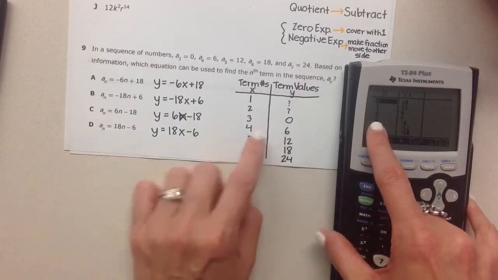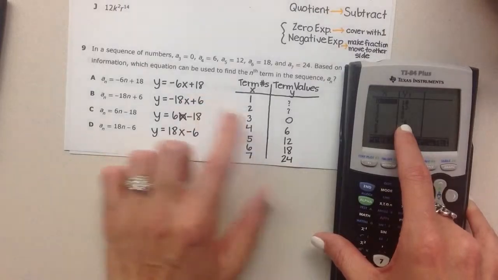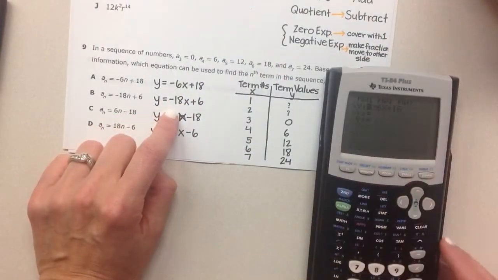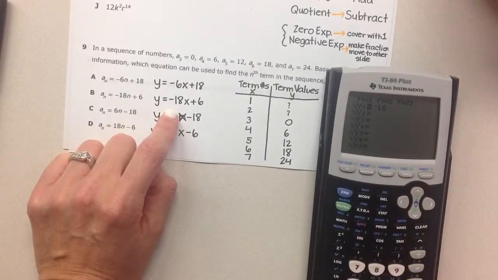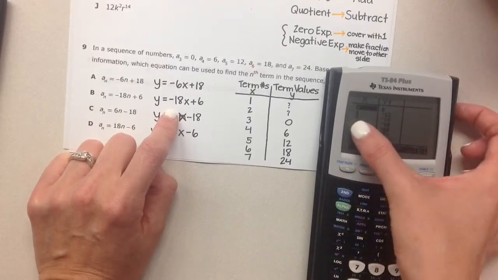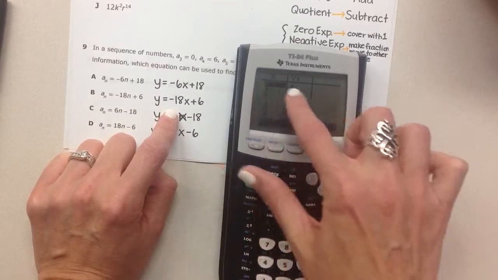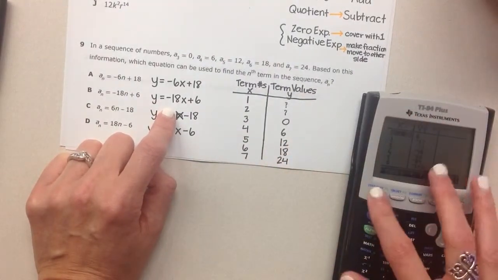And third term is 0. Fourth term, this can't be it because I'm not seeing a match in my table. So now I'm going to go to y equals and I'm going to type in negative 18x plus 6. I'm going to go to my table. And this can't be it either because it's saying that when x is 0, I get 6, but that's supposed to be my fourth term.